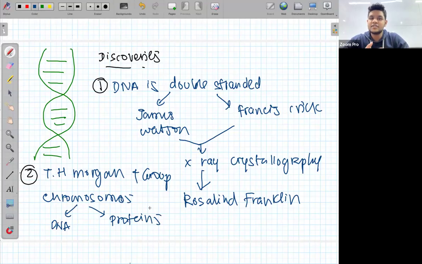So the lesson starts off with these two discoveries. What are the discoveries? The first one, DNA is a double stranded molecule. This was proposed by two scientists named James Watson and Francis Crick. These two scientists used X-ray crystallography, which was proposed by Rosalind Franklin, to propose that DNA is a double-stranded molecule. The second discovery is by a scientist called T.H. Morgan and his group of companions. They carried out various experiments and they said that chromosomes are made up of DNA and proteins. Is that clear? These are the discoveries.